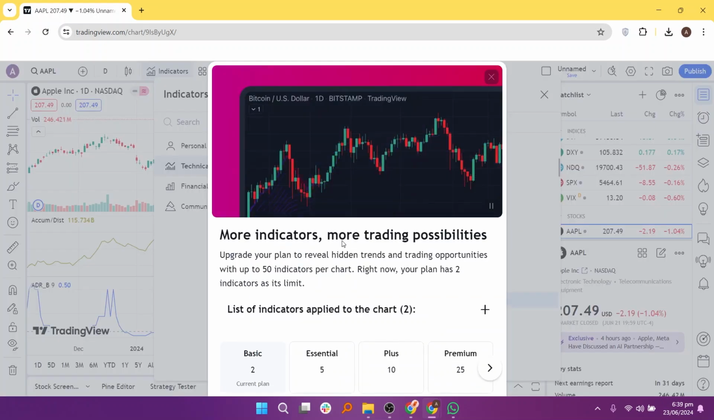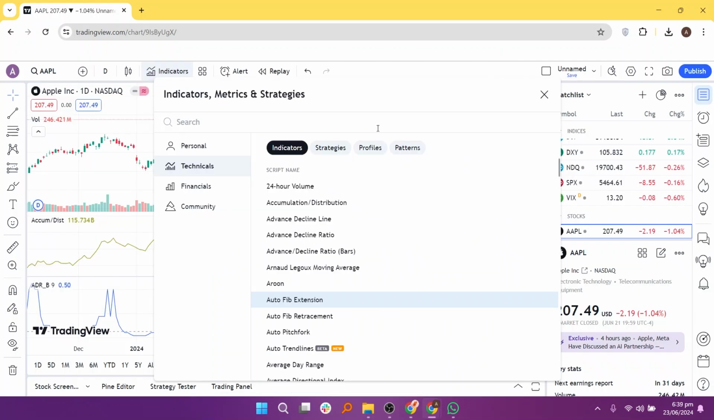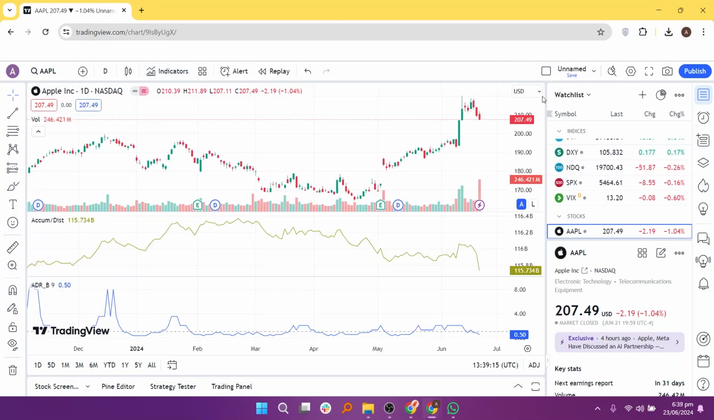Review the price graph of the asset you're interested in. Understand its historical performance and current trends. Use the symbol search bar to find the asset you want to trade. For example, search for Bitcoin and select BTC/USD for the Bitcoin to US dollar exchange rate.